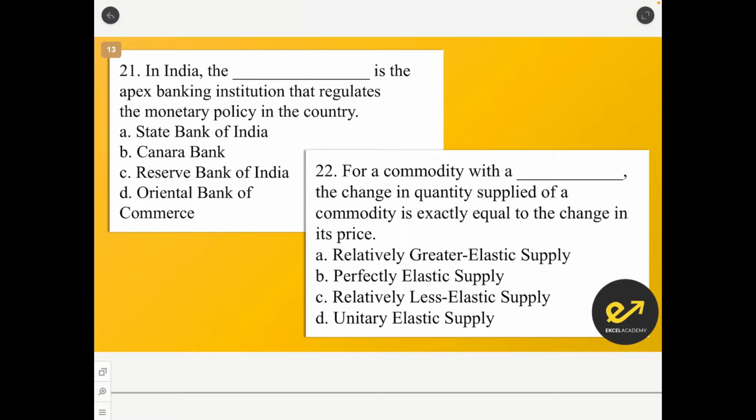In India, the Dash is the apex banking institution that regulates the monetary policy in the country. Answer is quite simple. It is RBI, Reserve Bank of India.